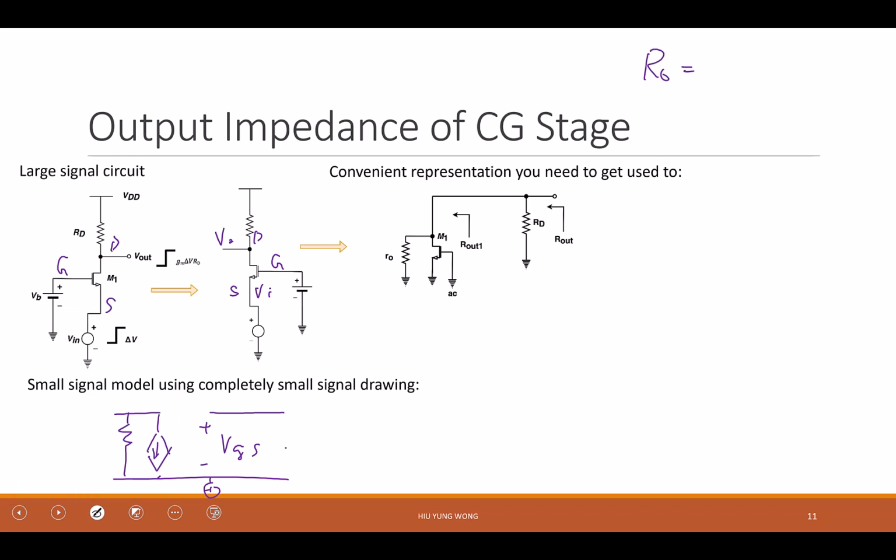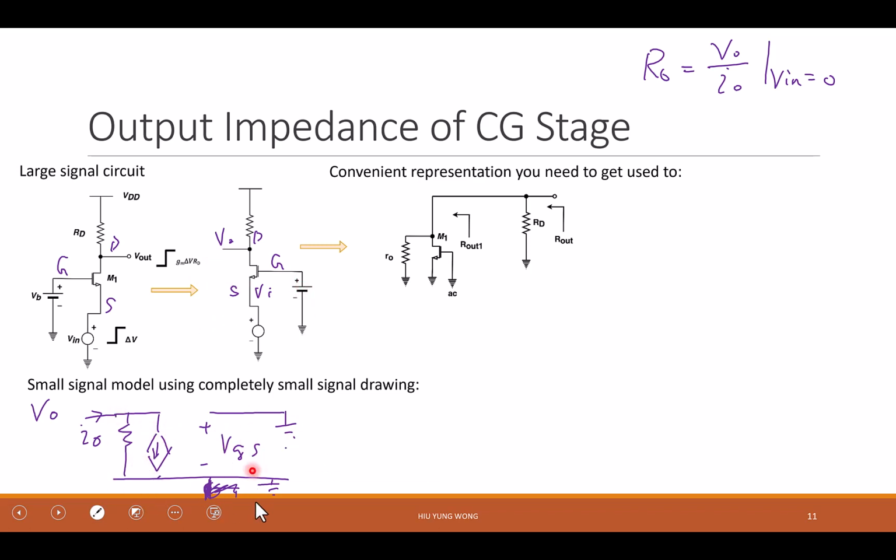R out equals V out divided by I out. V in equals 0, right? So let's do this. Where's V out? This is V out. And I try to find I out when V in equals 0. Where's V in? No. Source. Let me just... Source is grounded, right? I also ground the gate. Correct? Because this is a constant voltage.